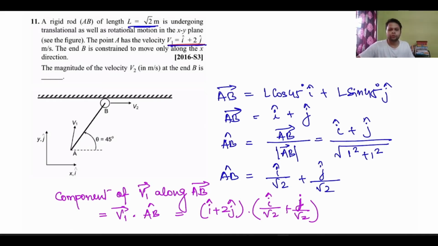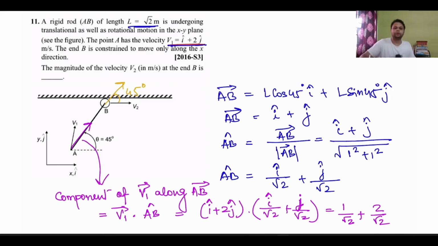So if you do the dot product, this will become 1 by root 2 plus 2 by root 2, I hope you know dot product. And what should it be equal to? Can I say it should be equal to V2 cos 45? Again, same concept, right? The component. So what we have found out is the component of V1 along AB.